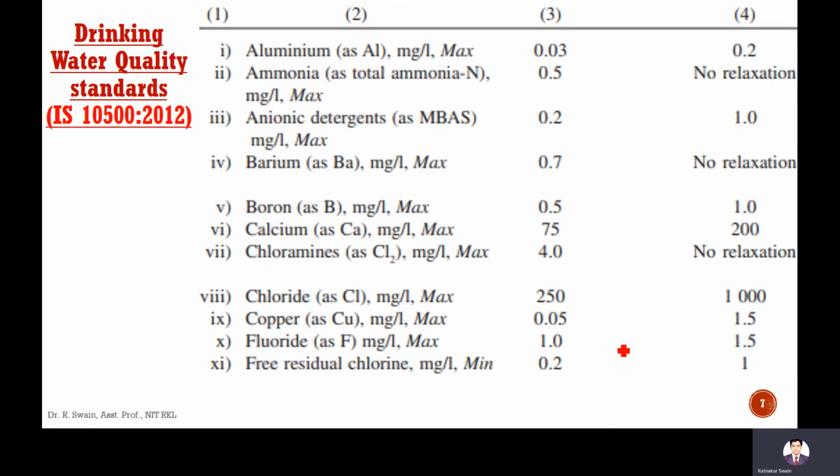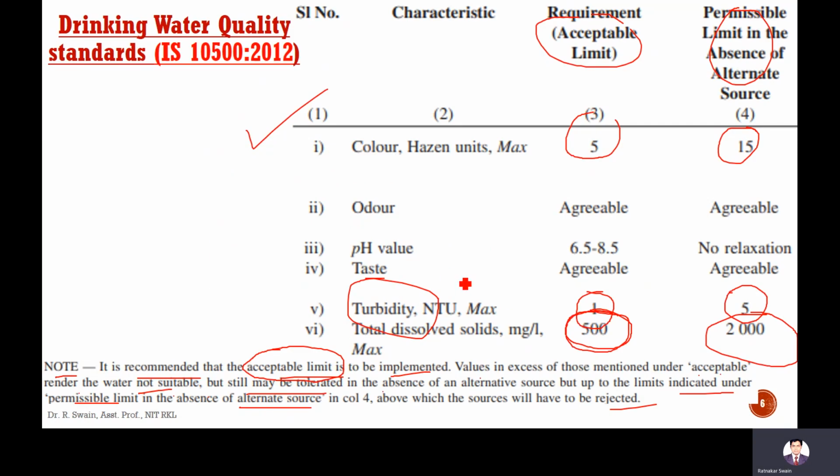Okay, next come to the heavy metals and the chemical parameters. The chemical parameters, aluminum. These things you should remember. It's required for a lifetime, and it is required for any interview. If you go, they'll ask these things: what is the acceptable and permissible limit of different parameters, physical, chemical. Okay, these are the TDS, turbidity, pH. These are the common things. These are the basic things we should know.